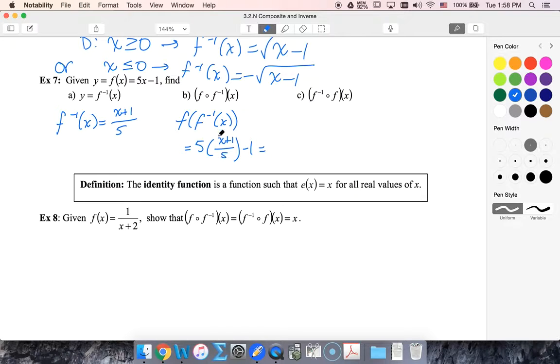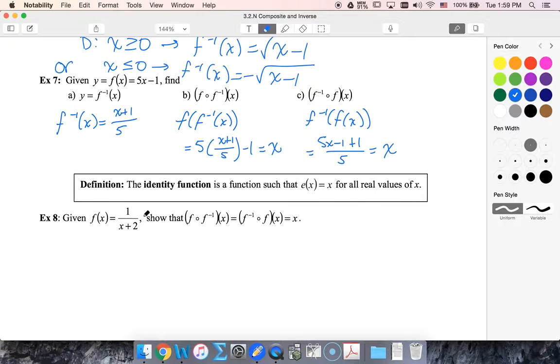Well, those 5's are going to cancel. Minus 1 plus 1 cancels, and I just get x. F inverse of f of x means I'm going to have 5x minus 1 plus 1 over 5. And again, this is just going to give me x. This is a feature of the inverse, that if I take an inverse of a function, I get out x. If I take a function of an inverse, I also get out x. We call these kinds of functions identity functions. So any function where I put in x and get out x is the identity.